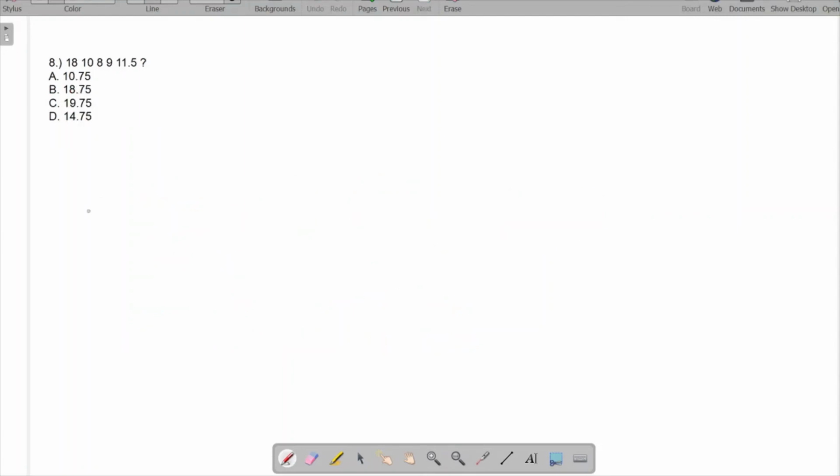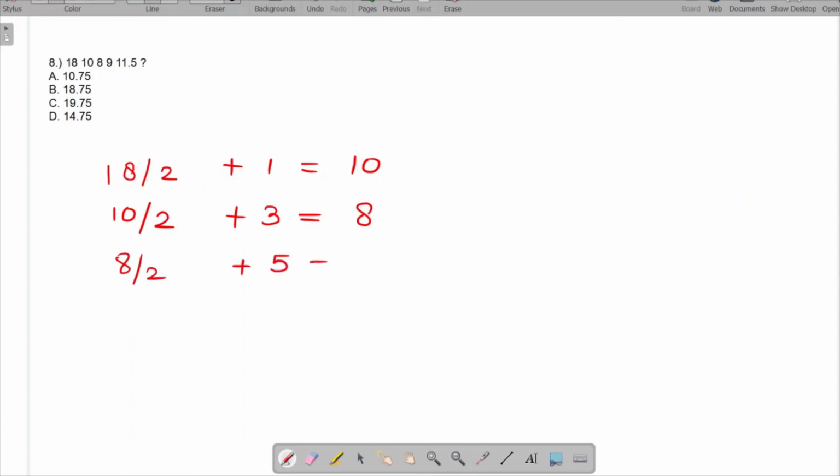So let's now move on to the next question. This is again a series based question. The series is given to us, we have to find the next term in the given series. So first of all, from 18 how can we get 10? 18 divided by 2 plus 1 will give us 10, and similarly 10 divided by 2, which is 5, and then if we add 3 in this, we will get 8. Similarly 8 divided by 2 and then adding 5 will give us the term 9.